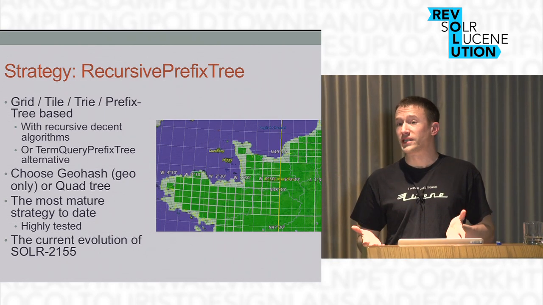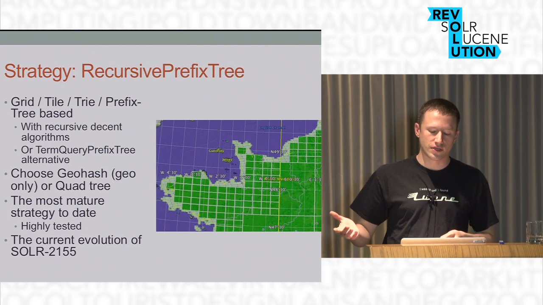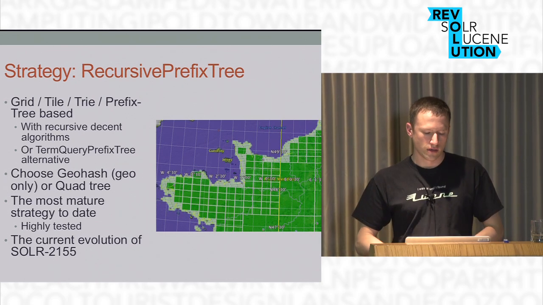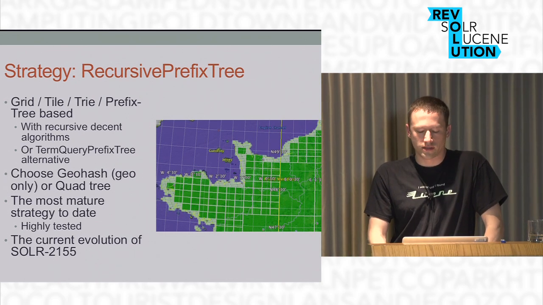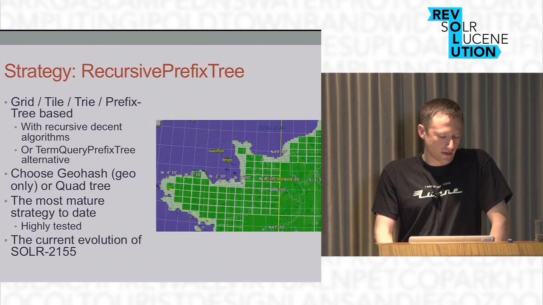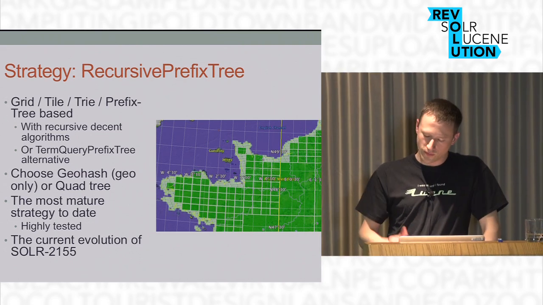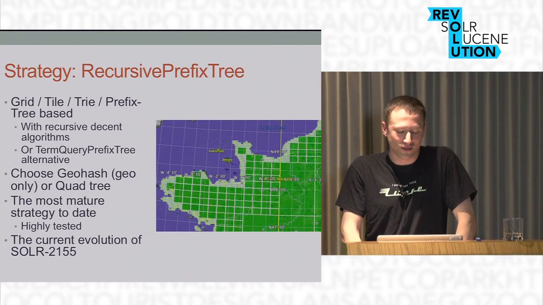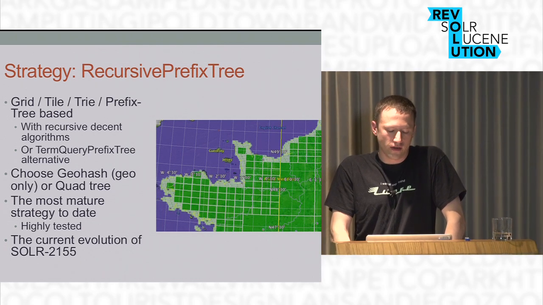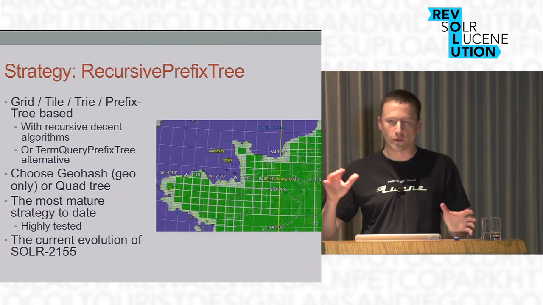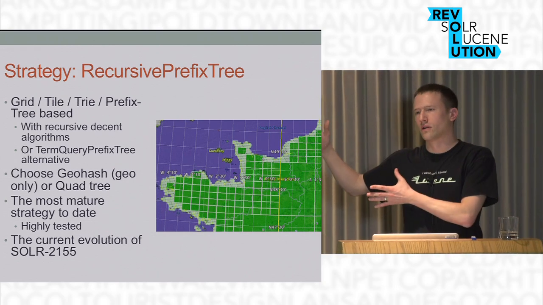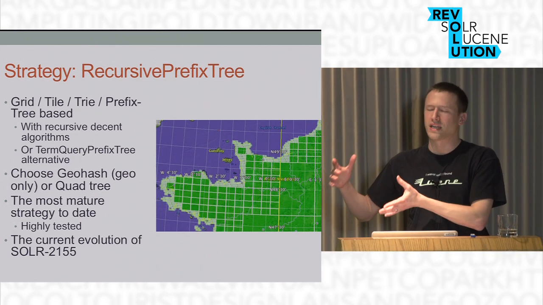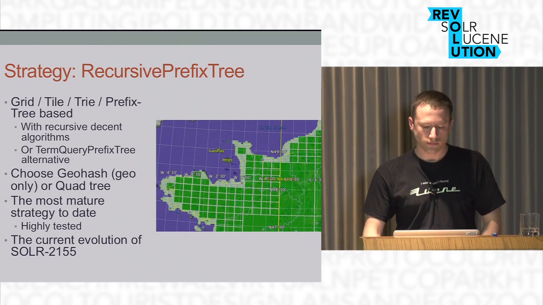There's a couple different grid implementations. There's one based on geohashes, one based on quad tree. The picture up there is a geohash. It's definitely the most mature strategy to date. I tested a lot. I randomized lots of random testing. For those that have followed some of the stuff I've done with Solr 2155, this is sort of the evolution of that. The core intersection algorithm is the same, basically, and I've added on to it.